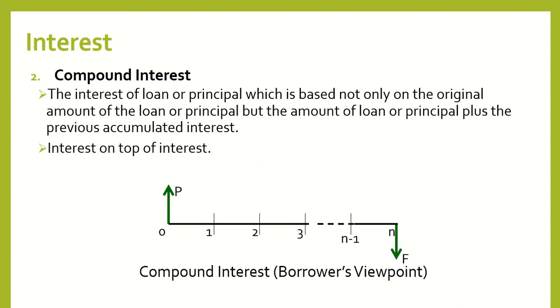Now here, again, we have this in the borrower's viewpoint. So this is our cash flow diagram for compound interest. Now these periods here, we call them the number of compounding periods. So there will be an interest placed. Then that will be the time the accumulated amount will be paid.